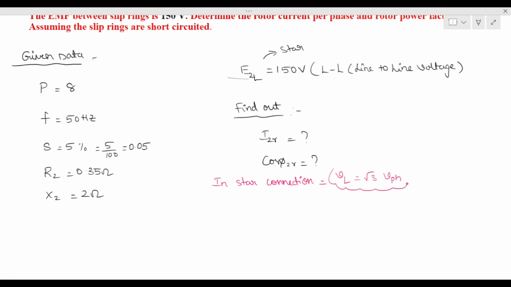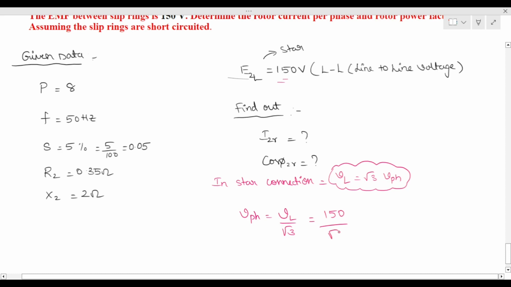Apply this same formula here. What is VL? VL is nothing but 150 volts. So what is the phase voltage? V phase is equal to VL by root 3. The line voltage is 150 volts divided by root 3. I have already done it using a calculator, and you can follow the same procedure to find V phase. V phase is approximately 86.60 volts.